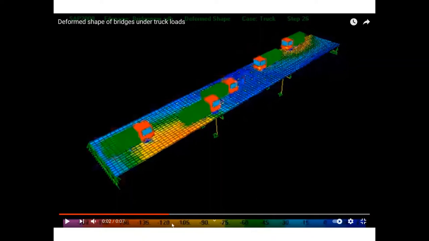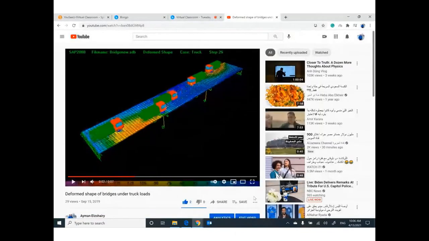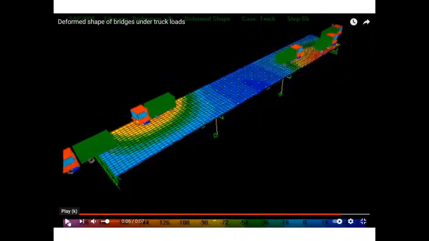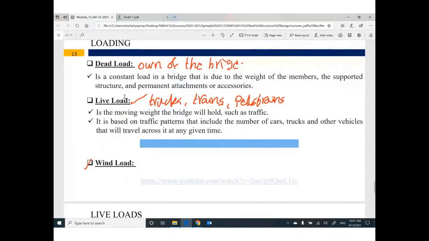This color looks like this color. So your deflection between 1.2 to 1.35, I think, times negative 2. I think we have here times negative 2, I believe. That makes sense? So this moving of the truck showing what is the deformation of the bridge. So you can choose the worst case and the worst value of deflection to check this deflection. This is a software called the SAB 2000. It's a very powerful software. So the live load is coming from trucks, or sometimes train, or sometimes pedestrian.